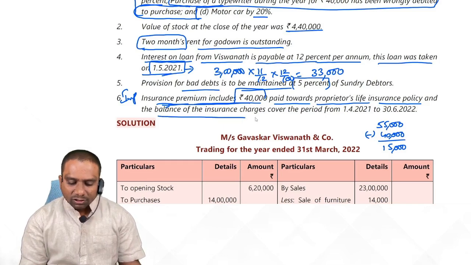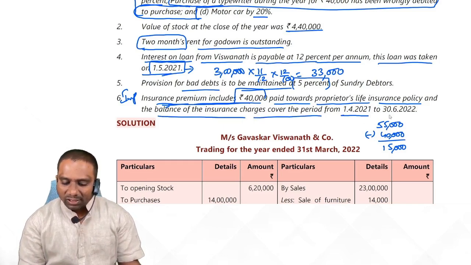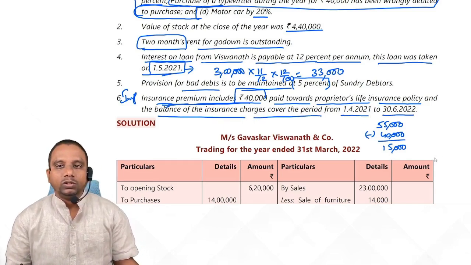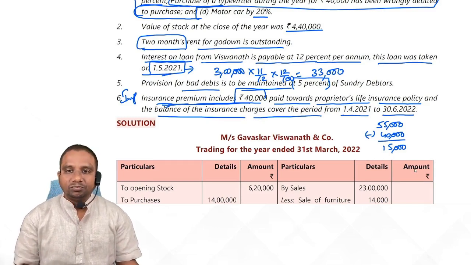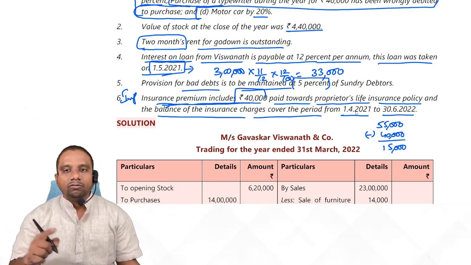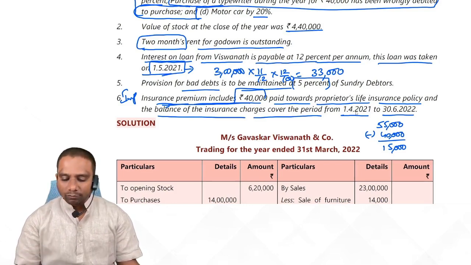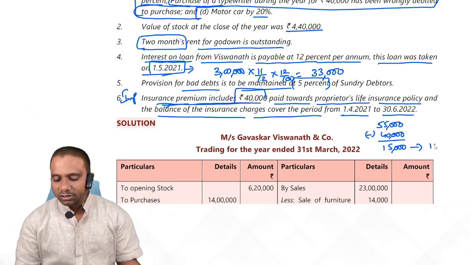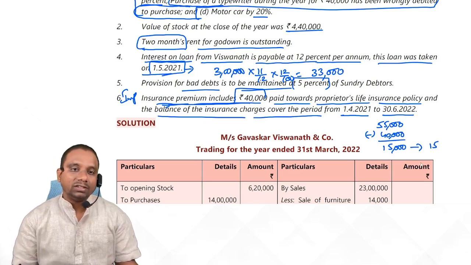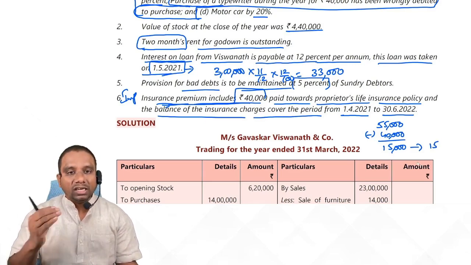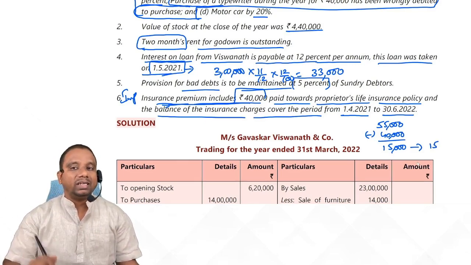The balance of the insurance charges cover the period from 1/4/21 to 30/6/2022. Calculate number of months. So 1/4/2021 to 31st March 2022, 12 months, plus 1/4/2022 to 30/6/2022, 3 months. Total 15 months. So this insurance is covered for 15 months. Out of 15 months, 12 months relating to current year, 3 months relating to next year.